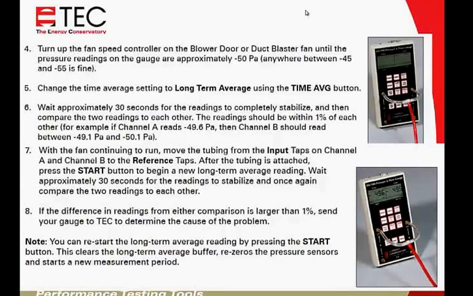Get the fan speed controller up to between 45 and 55 pascals, set to a long-term average, and then take some readings. And basically what we're saying is if you're having an issue with the gauge, and the readings differ by more than 1%, then you really do have a problem. But most of the time you're going to see these within a tenth of a pascal off or something like that. It'll move around a little bit, but it's going to be dead on for the most part.